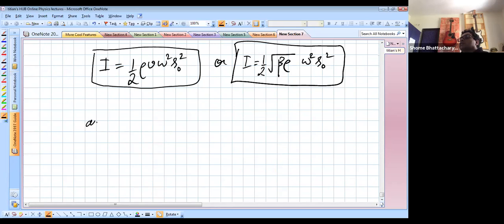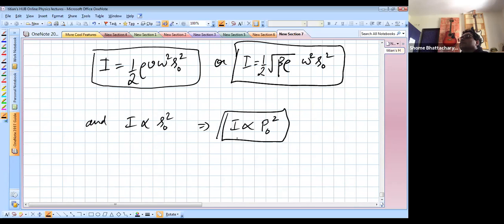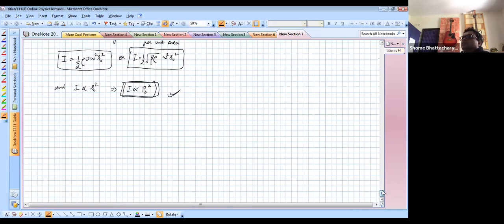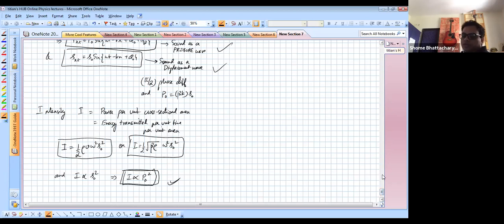But more importantly, you can see that intensity is proportional to displacement amplitude square, all other things being constant. So intensity, that means, is also proportional to pressure amplitude square, because displacement amplitude and pressure amplitude are proportional. So this becomes important. Okay. And from this point, you have the two common things of sound with respect to transverse waves, which we had seen till now, which is interference and standing waves.